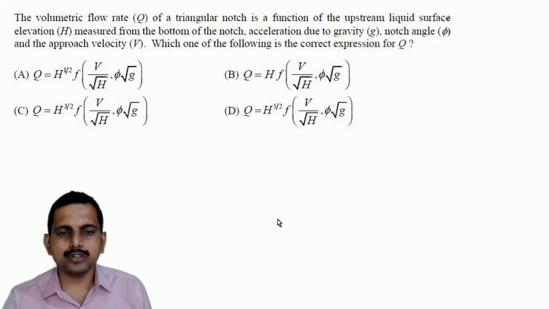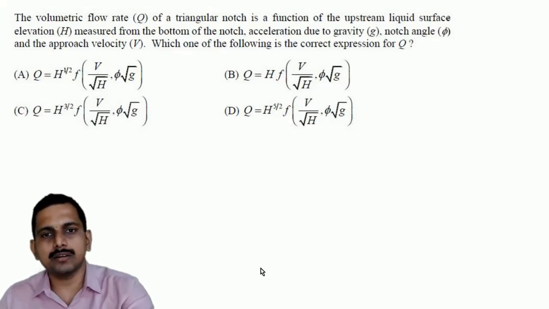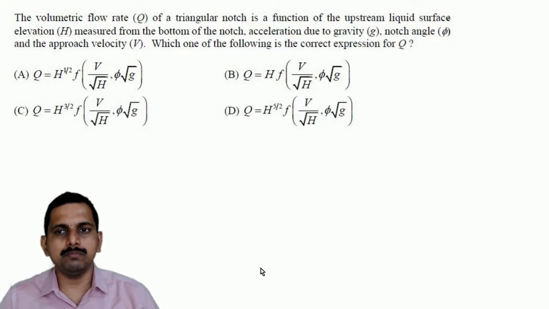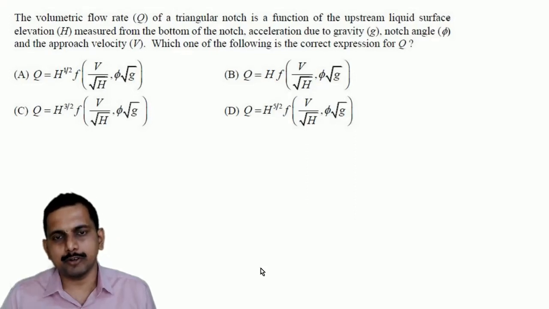This also looks difficult, but it is simpler than what it looks. This is question number 28. The volumetric flow rate Q of a triangular notch is a function of the upstream liquid surface elevation h measured from the bottom of the notch, acceleration due to gravity g, notch angle phi, and the approach velocity v. Which of the following is the correct expression for Q?